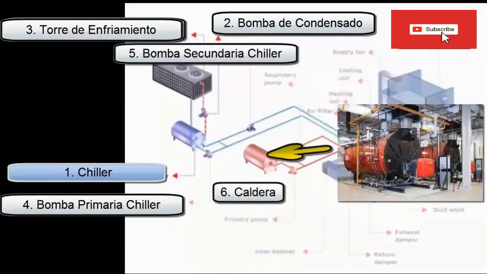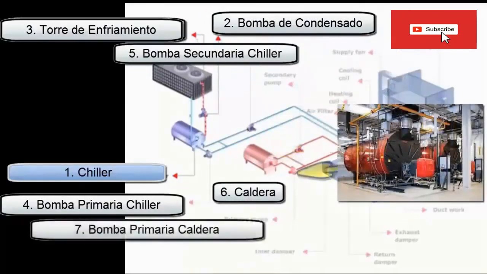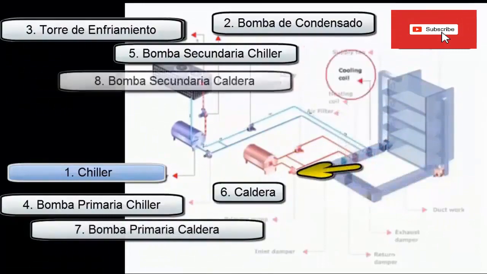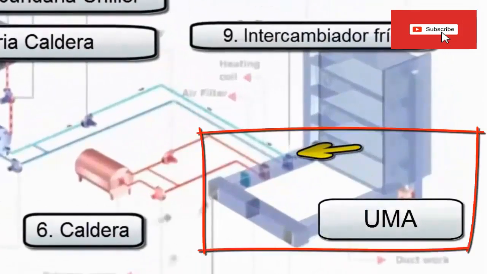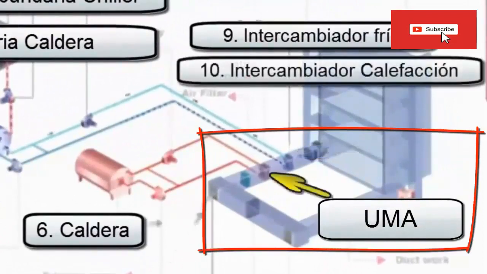When the installation works in heating mode: 7. Primary boiler pumps. 8. Secondary boiler pumps. 9. Heat exchanger for chilled water circuit. 10. Heat exchanger for boiler circuit in heating mode.